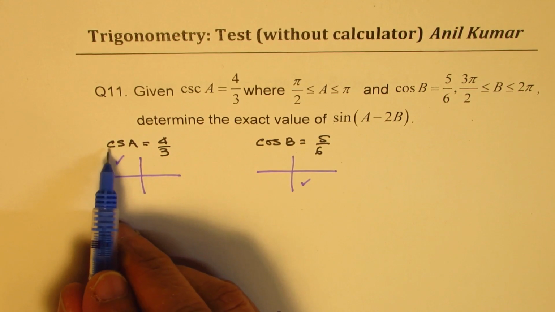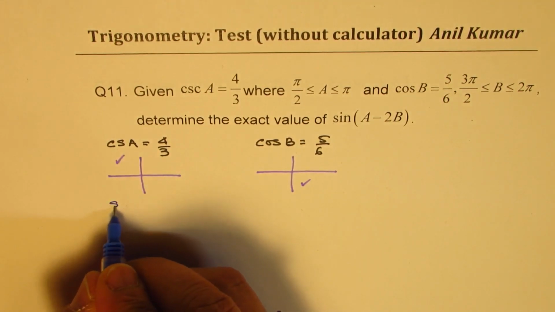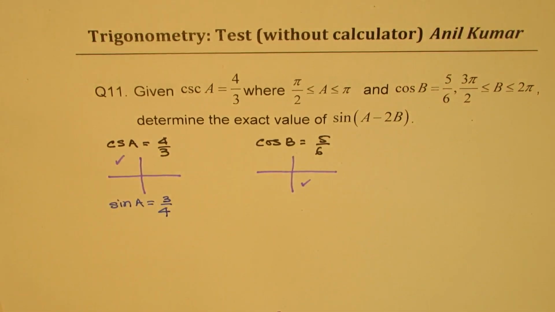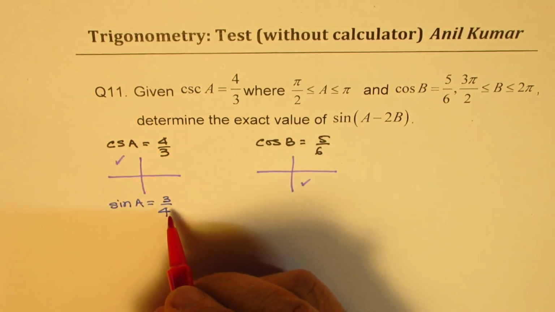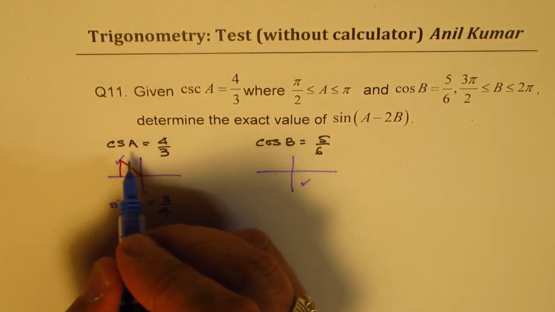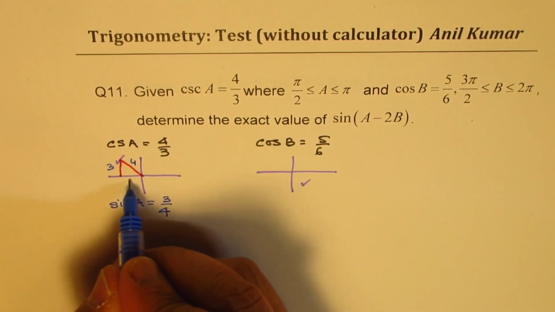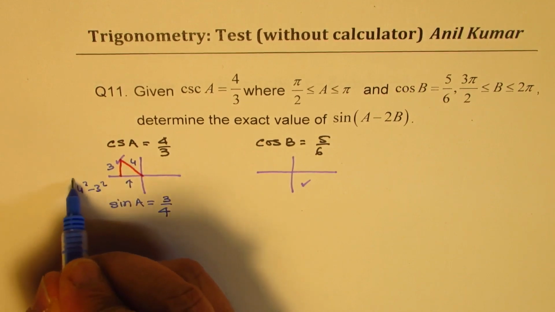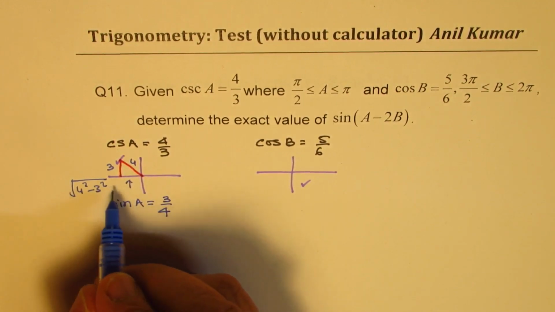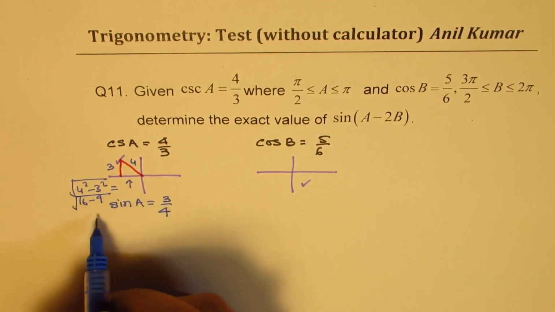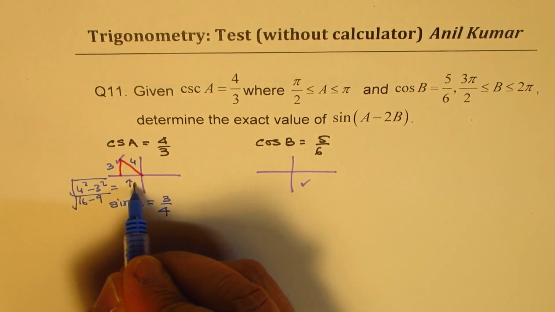Now, when we say cosecant A is 4 over 3, that means sine A is equal to 3 over 4. So let's make our triangle here in this quadrant where 3 is the opposite side and 4 is your hypotenuse. So in that case, what is this side going to be? It is going to be square root of 4 squared minus 3 squared, right? 16 minus 9, and that gives you square root 7. So this side is square root of 7.